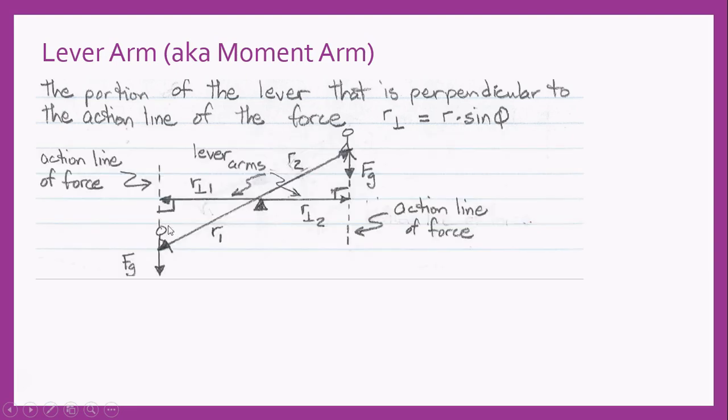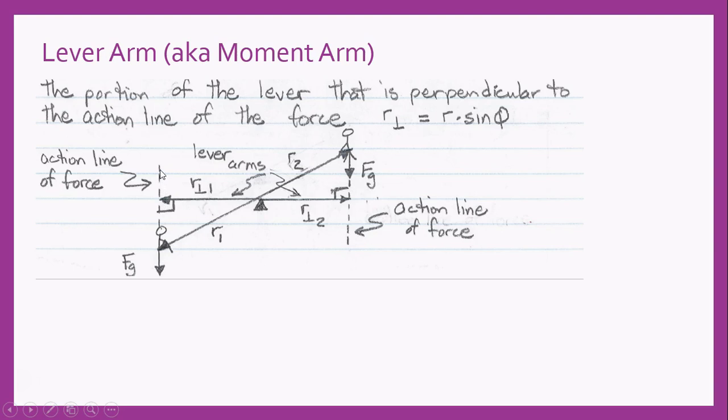So let's look at our seesaw example here. We've got two folks on the seesaw, and this distance r1 is the magnitude of the lever. The force of gravity is applied at the end of the lever, and we can see that it is not perpendicular to the lever. So to find the lever arm, we need the part of the lever that is perpendicular to the force. To do this, we draw a dashed line along the force and extend it upward. This is called the action line of the force.